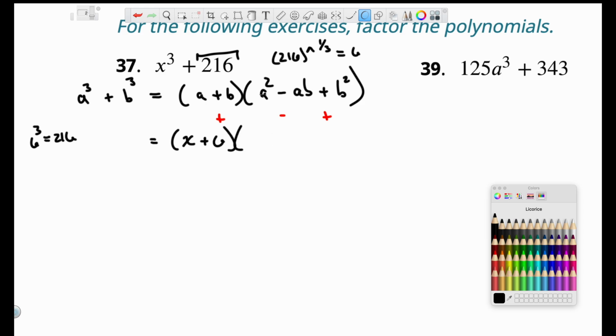And this is going to be x squared minus, okay, so my a is my x term, and my b is going to be 6. So this is going to be minus 6x plus 6 squared. 6 squared is 36. And that's my final answer right there.